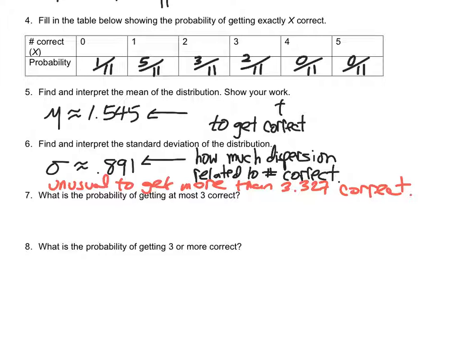Now this is all still experimental. We have not figured out anything related to what it ought to be for real cases. So let's continue on just with the experimental approach. Probability of getting at most 3 correct.